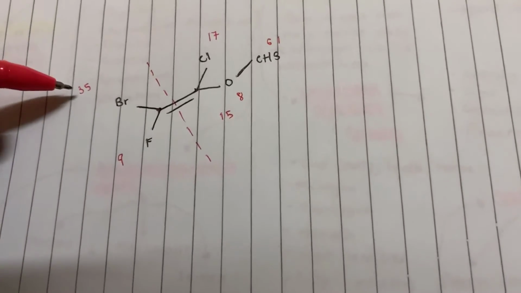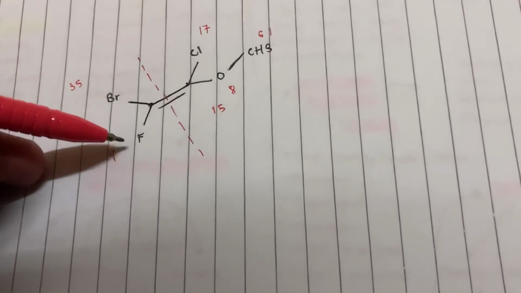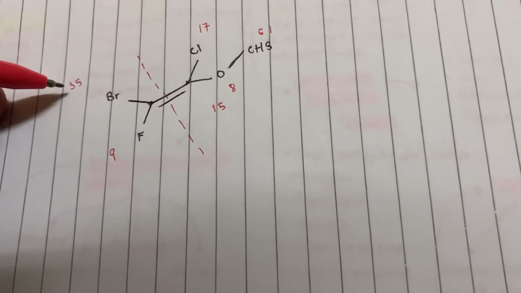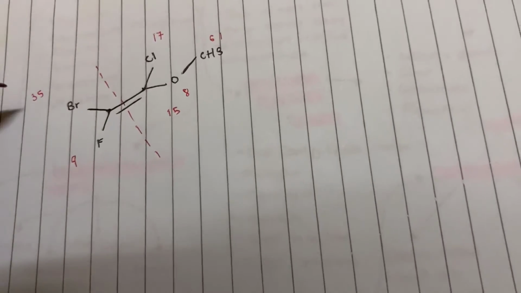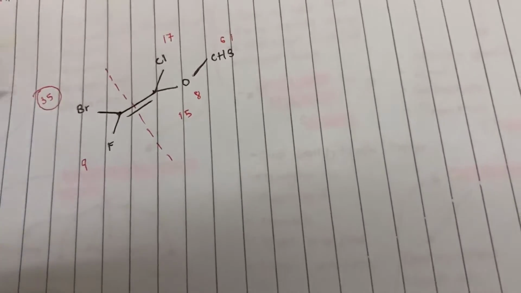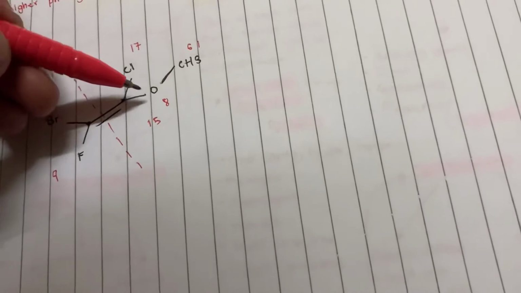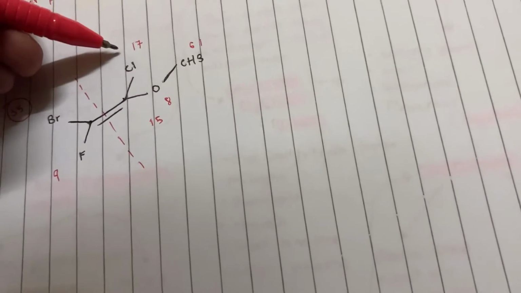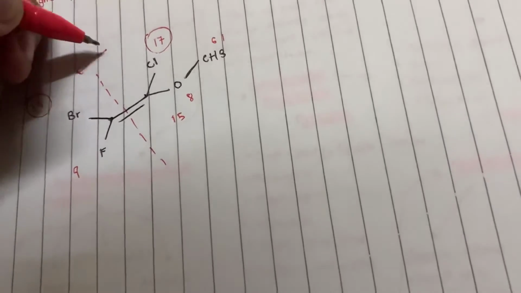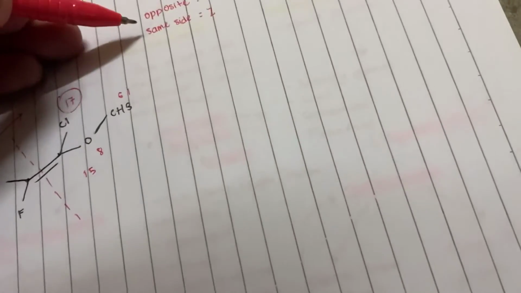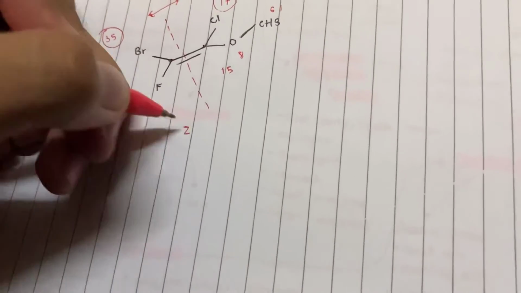If we can see the bromine and fluoro, the winner is the bromine, 35. So we circle here. And the chlorine and oxygen, the winner is chlorine, 17. So it's the same side. We call it the Z system. So the answer is Z.